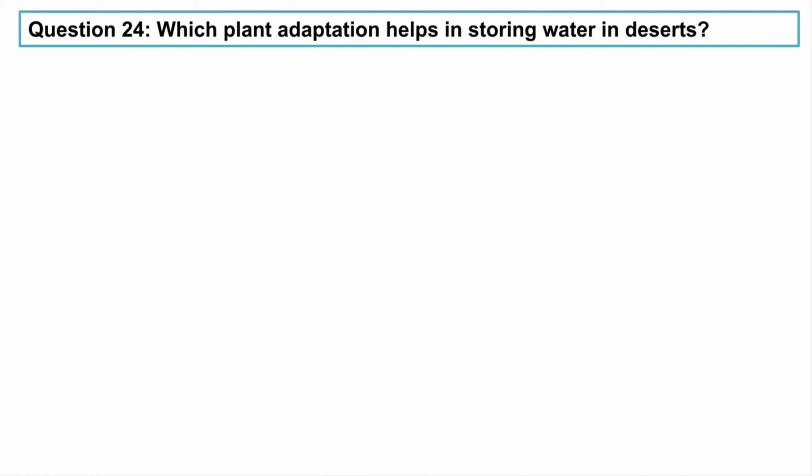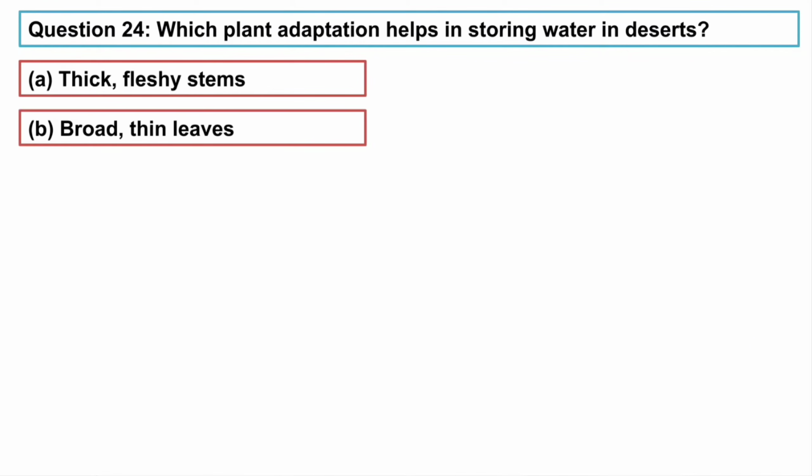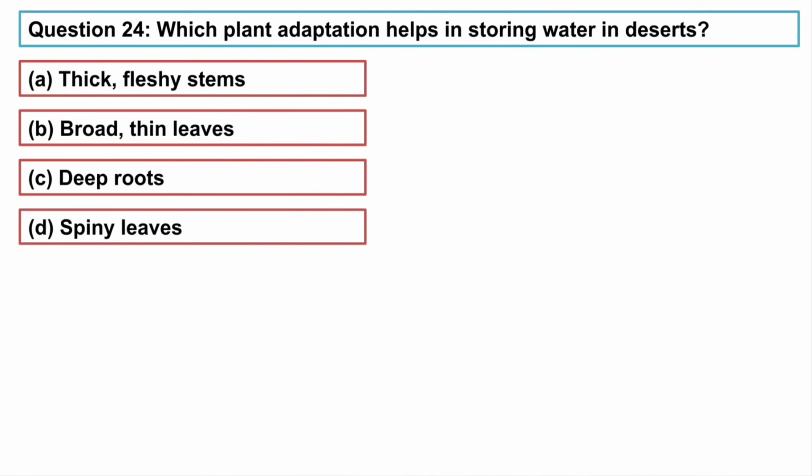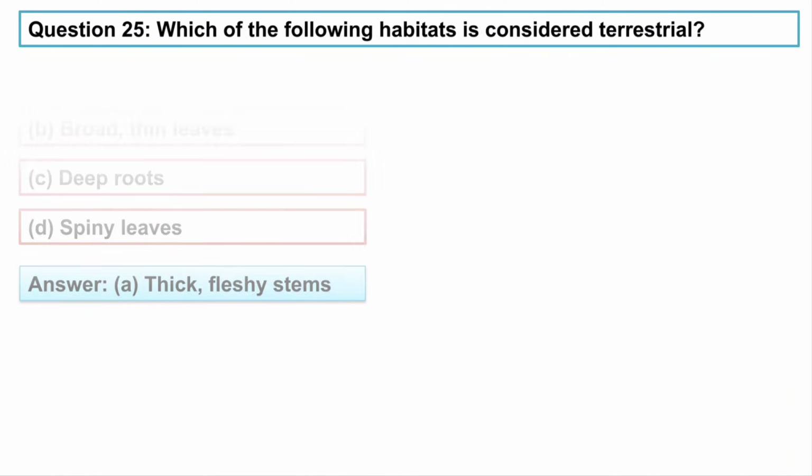Next question. Which plant adaptation helps in storing water in desert? Thick fleshy stem, broad thin leaves, deep roots, or spiny leaves. So what is the correct option? Your option number A. Okay, thick fleshy stems.